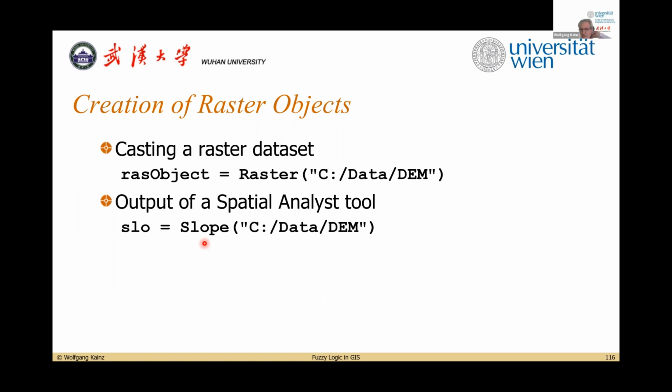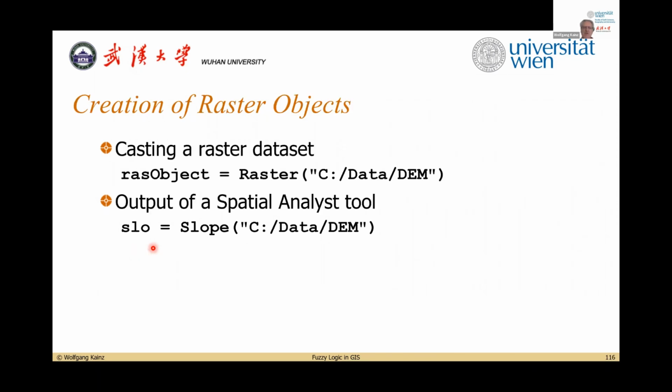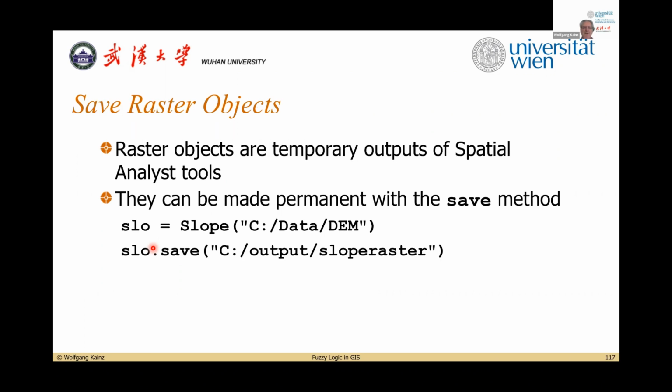So what you do is you can create raster data sets. It's called casting a raster data set with the raster function. You compute some output, which is in this object here, which is called SLO for slope. But this output is temporary, it is not permanent. If you want to make it permanent, you will have to save it to a location in some folder. So that's the important thing. Whenever you use map algebra functions and tools, the result is not permanent, but you can make it permanent with the save method.